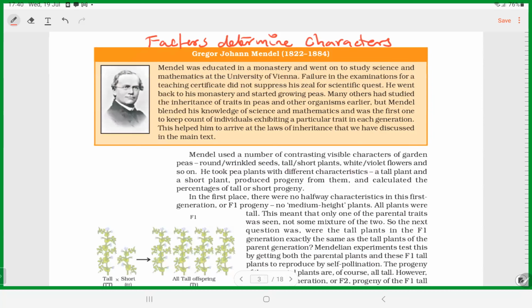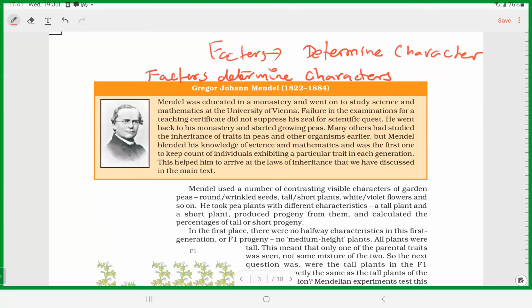Okay, who is Gregor Mendel? He's a monk. He lived in a monastery and went to study science and mathematics at the University of Vienna. He went for the teacher training course, but he failed and did not receive the teacher certificate. So he went back to his monastery. A monastery has a church, and next to the church there is a small garden, very little space. If I say this is the church, then this is the garden, Mendel's garden. Here only he carried out his research.